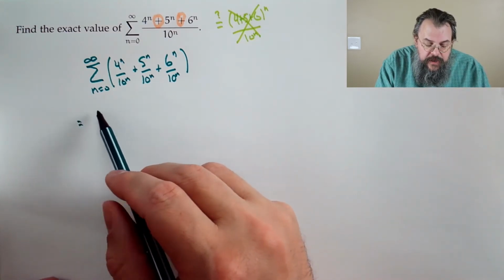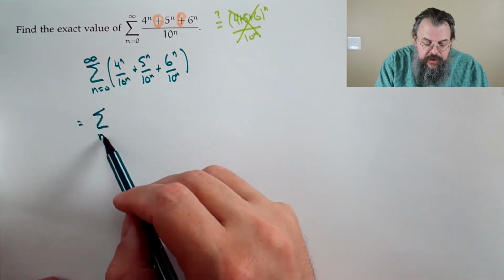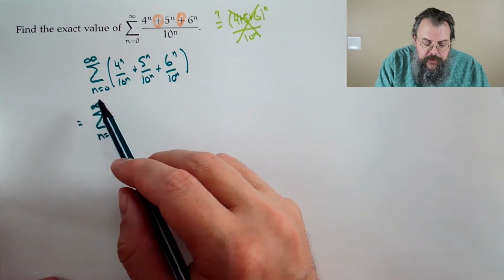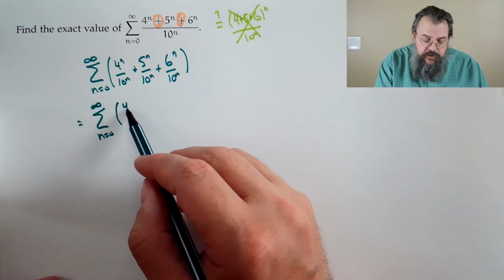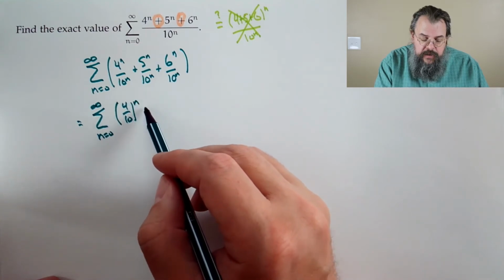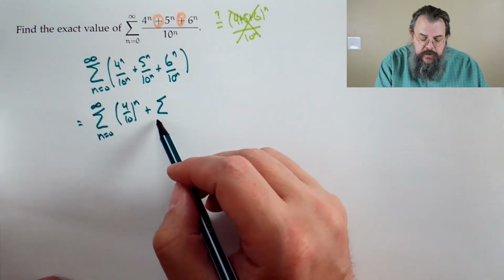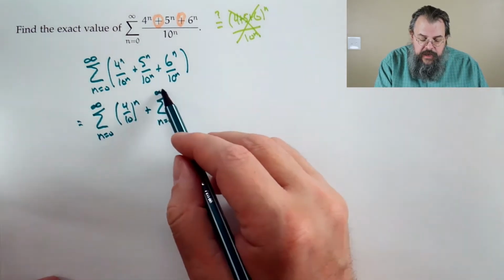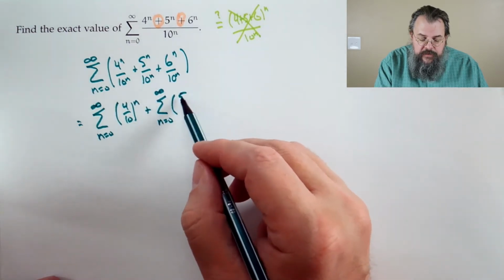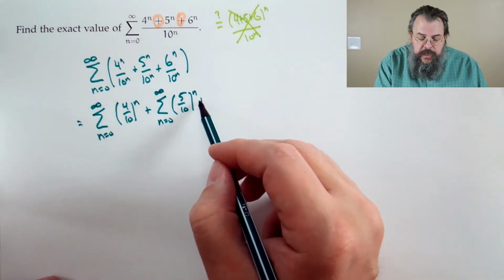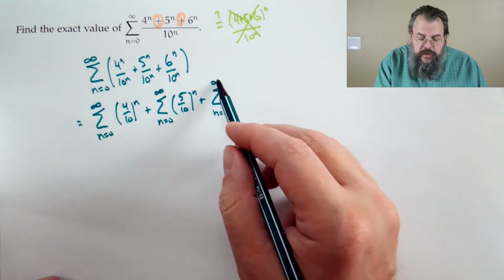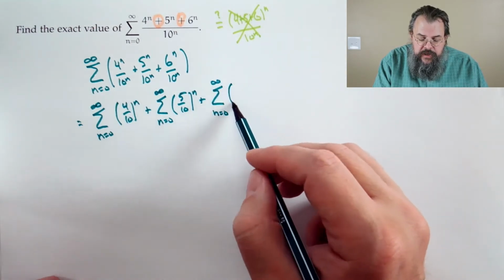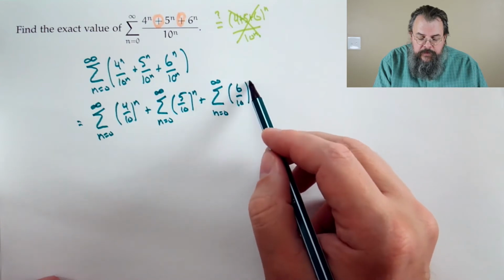So we say, think of this now as 3 sums. The first one, 4 to the n over 10 to the n. I'm going to rewrite that as 4 over 10 to the n. And then the second one, the sum of 5 to the n over 10 to the n. I'll write it as 5 over 10 to the n. And then the last one, the sum of 6 to the n over 10 to the n. I'll write that as 6 over 10 to the n.